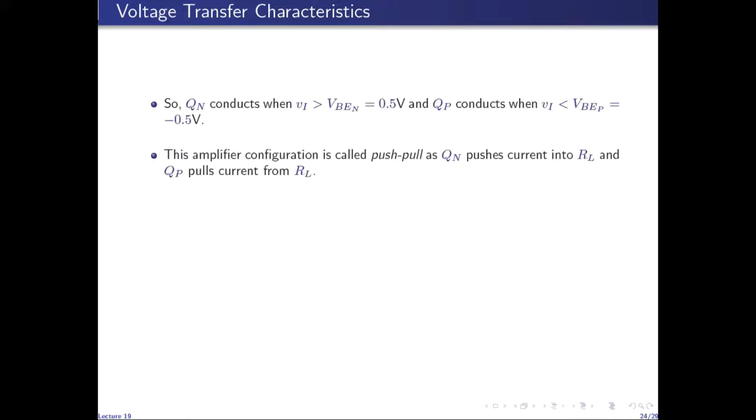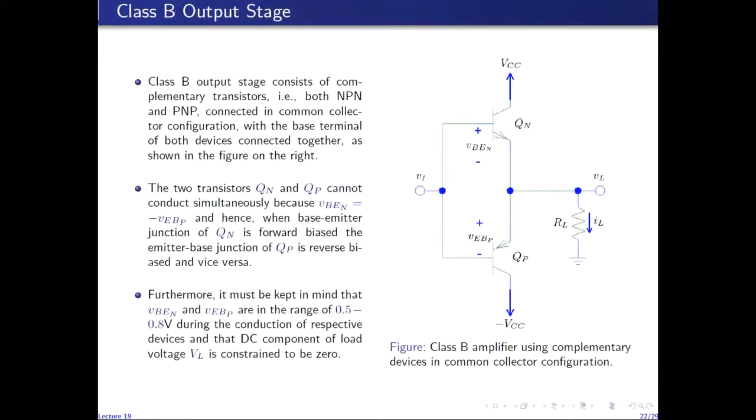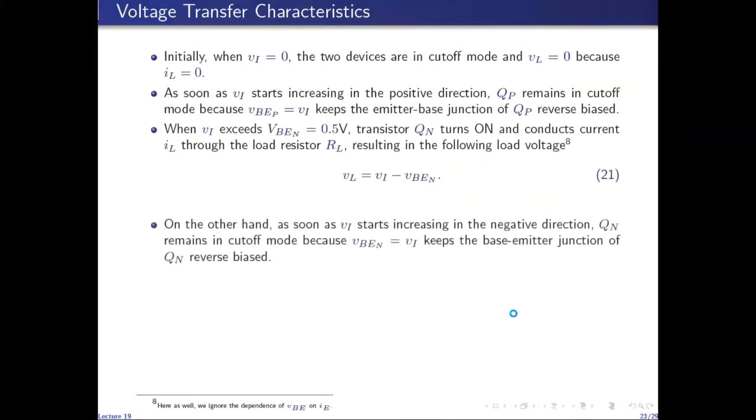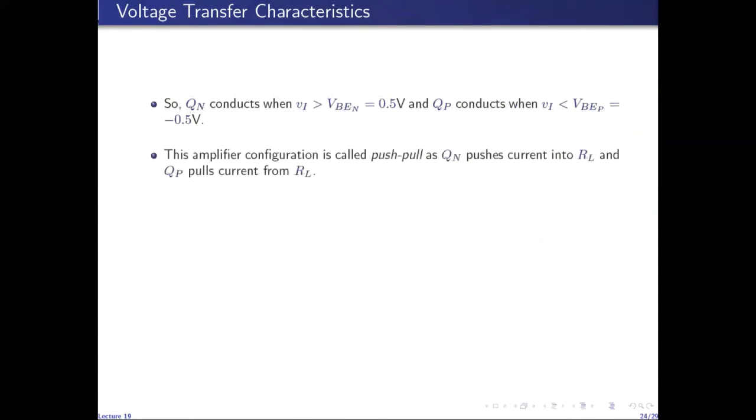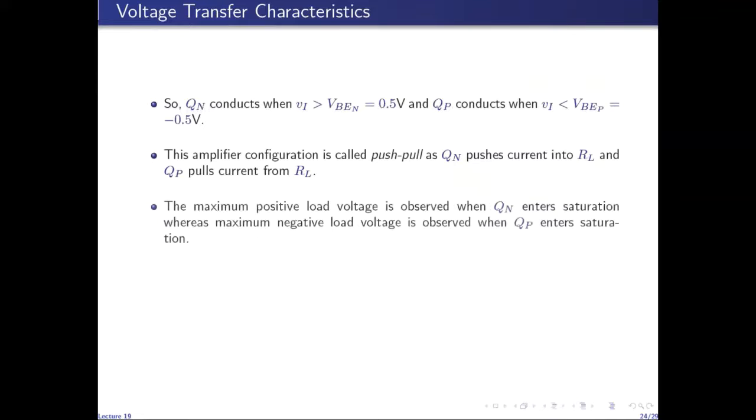So this amplifier configuration is called the push-pull configuration because, as we have seen, when QN is conducting, it pushes the load current through RL in the downward direction. But when QP is conducting, it pulls the load current in the opposite direction, up the load resistor RL through QP. So QN pushes the current through RL, and QP pulls the current through RL. That is why this amplifier configuration is also called the push-pull configuration.